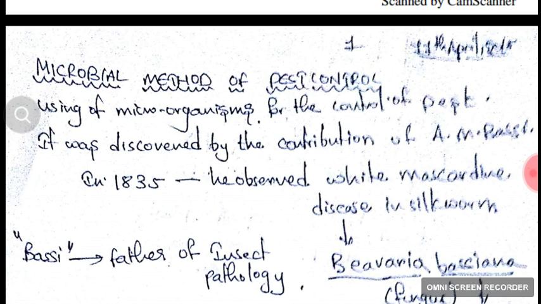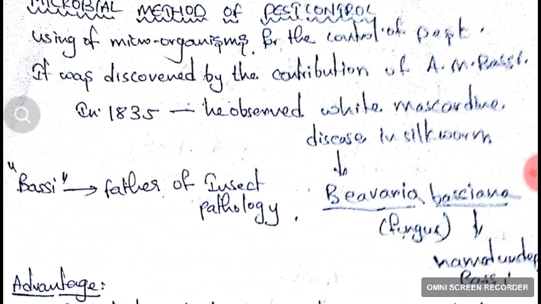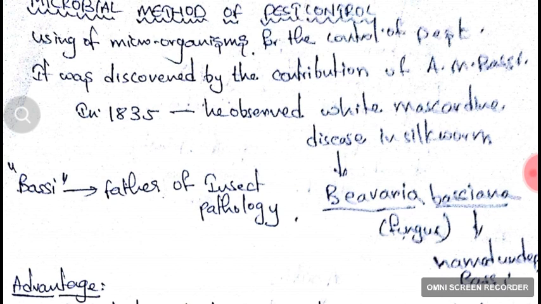The microbial method of pest control was discovered through the contribution of A.M. Bassi. In the year 1835, he observed the white muscardine disease in silkworm. The white muscardine disease of silkworm is due to the fungus called Beauveria bassiana. By observing this, he is termed the father of insect pathology. The father of insect pathology is Agostino Maria Bassi.